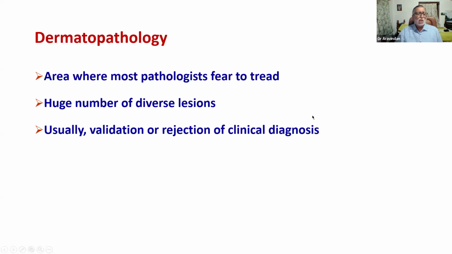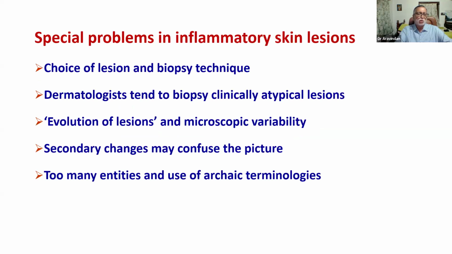In this talk, I'm going to talk about dermatopathology in general and the approach to diagnosis of inflammatory disease. I won't talk about tumors at all, not about lymphomas, not about melanomas. This part of dermatopathology is where pathologists fear to tread, primarily because of the huge number of diverse lesions. So it is usually a validation or rejection of the clinical diagnosis that the dermatologist provides that is the way most people approach dermatopathology.